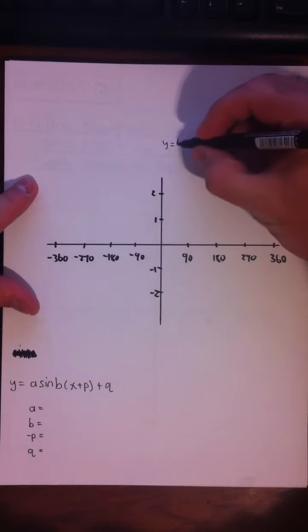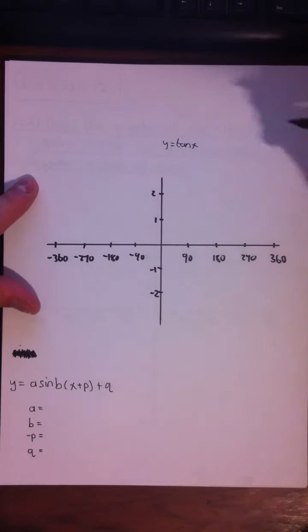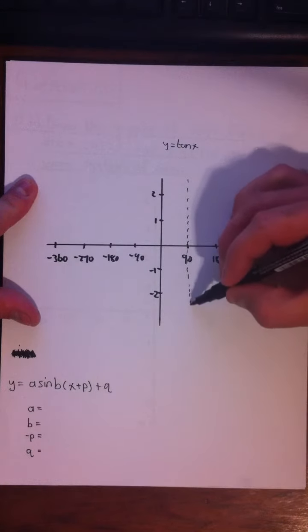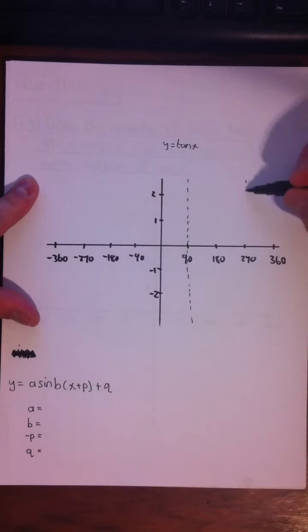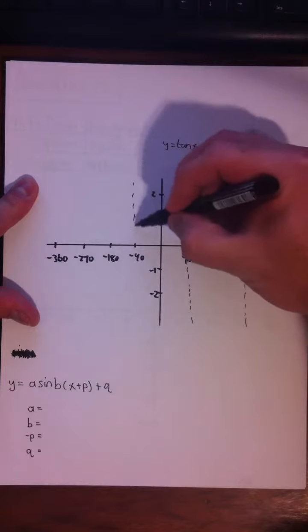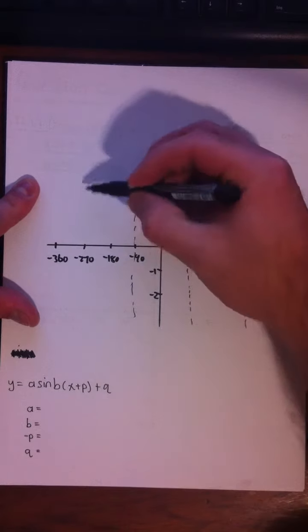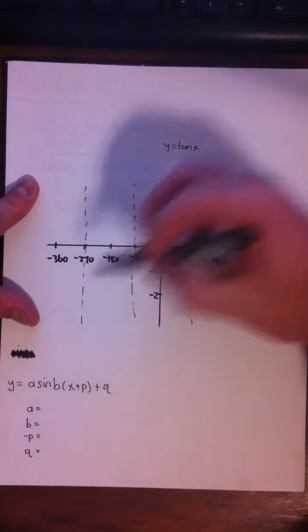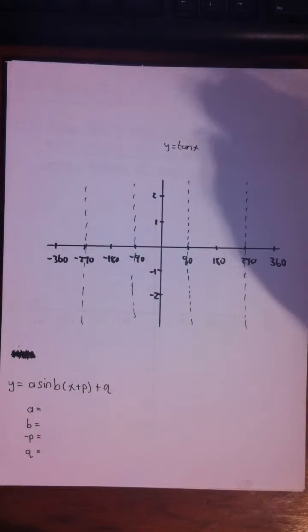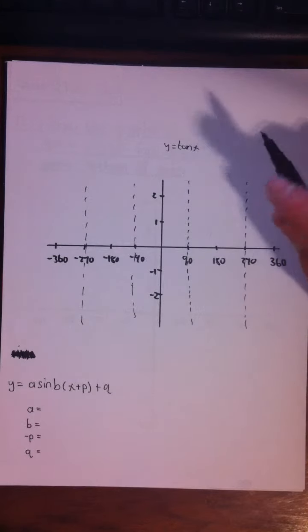If we have y equals tan x, we know that tan of 90 degrees doesn't exist, so it's got an asymptote there. Same at 270 degrees, at negative 90 and at negative 270. What I'd like to do is just plot a couple of the critical points to see where that leaves us.